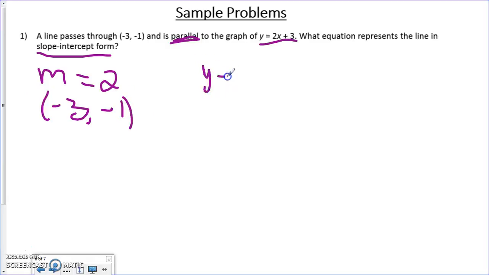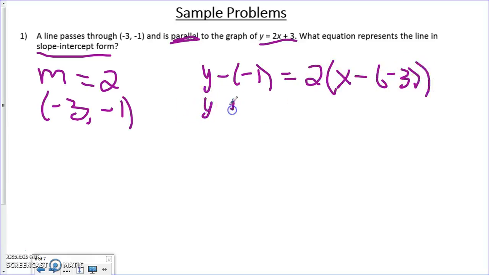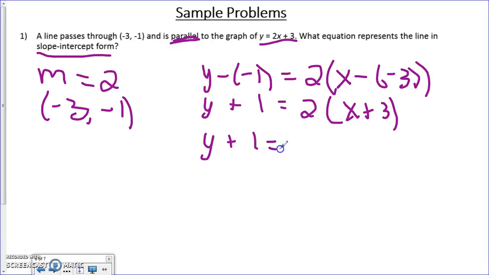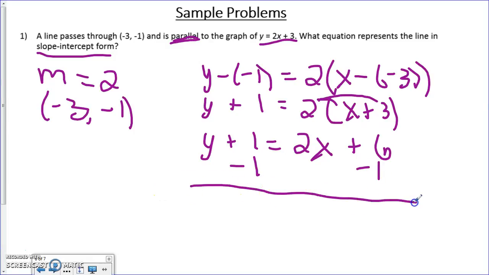So y minus -1 equals 2 times (x minus -3). We're going to simplify this. Y plus 1 equals 2 times (x plus 3), because remember, minus a negative becomes plus a positive. Y plus 1, we're going to distribute here, equals 2x plus 6. And then we're going to finally subtract 1 from both sides. And our equation parallel to y equals 2x plus 3 is going to be y equals 2x plus 5.